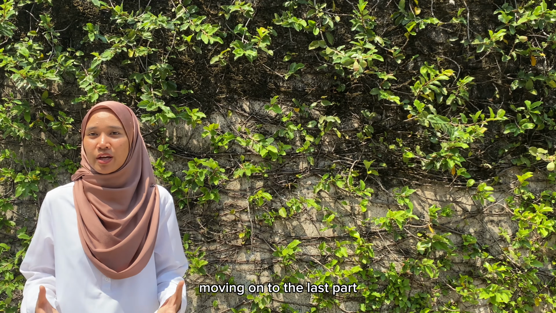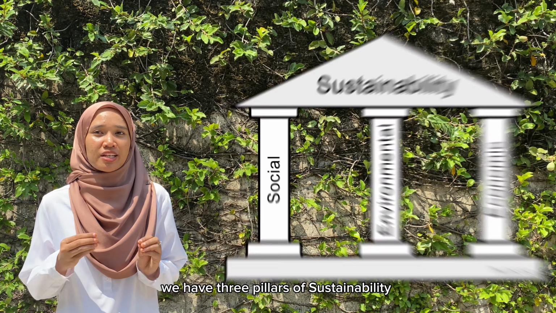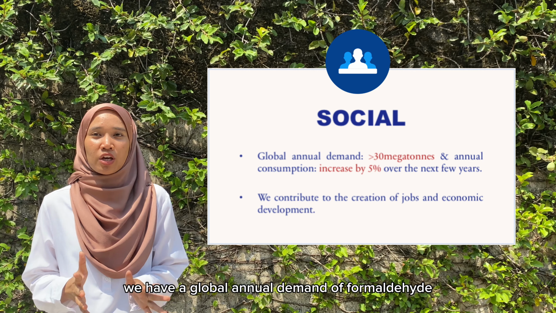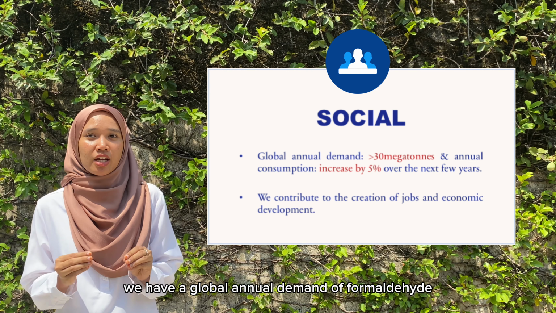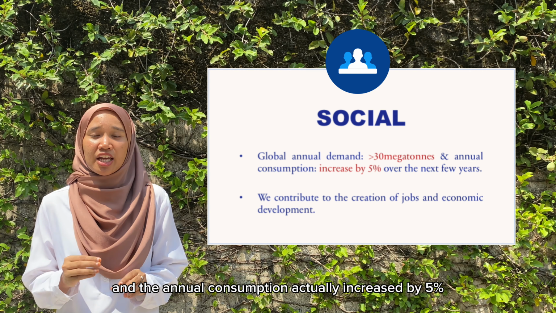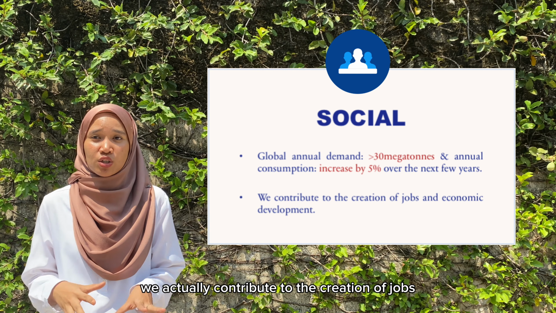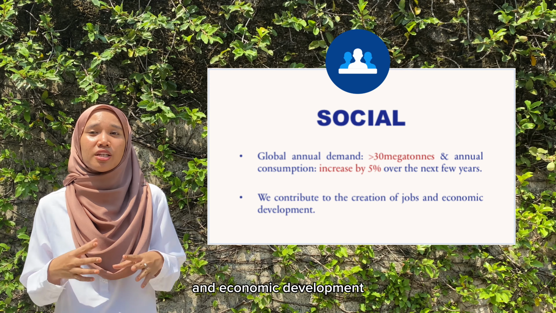Moving on to the last part, which is sustainability. We have three pillars of sustainability: social, environmental and economic. For the first pillar, which is social, we have a global annual demand for formaldehyde of more than 30 megatons, and the annual consumption is expected to increase by 5% over the next few years. We also contribute to the creation of jobs and economic development.